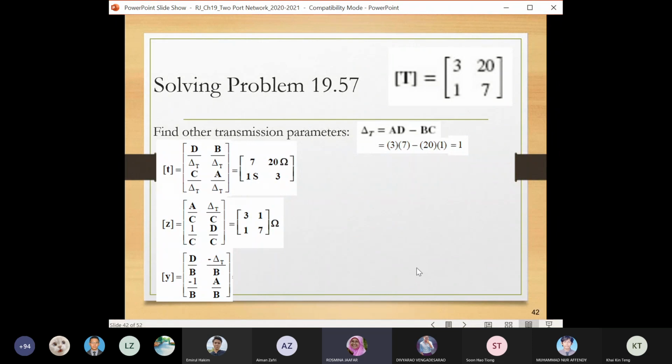For the Y parameter, the admittance parameter, same thing, you need to use the table. The first entry is D over B, the second entry is negative delta T over B, Y21 is negative 1 over B, and Y22 is A over B. So you plug in the values. D is 7, B is 20, so 7 over 20. Negative delta T over B is negative 1 over 20. Then negative 1 over 20 again, and A is 3, so 3 over 20. So these are the values for the admittance. All entries have units of Siemens, because admittance is the inverse of ohms, which is Siemens.